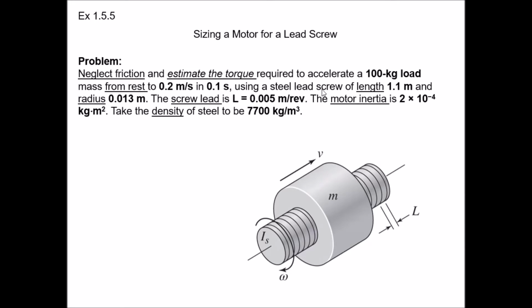Using a steel lead screw, they give us the length of that lead screw of 1.1 meters, and a radius they tell us is 0.013 meters. So again, they've given us the units there. They tell us that the screw lead, L, is equal to 0.005 meters per revolution. And they also tell us that the motor inertia is 2 times 10 to the negative fourth kilograms per meter cubed, so we'll pay attention to these units here. And they tell us also that the density of the steel is going to be 7,700 kilograms per meter cubed.